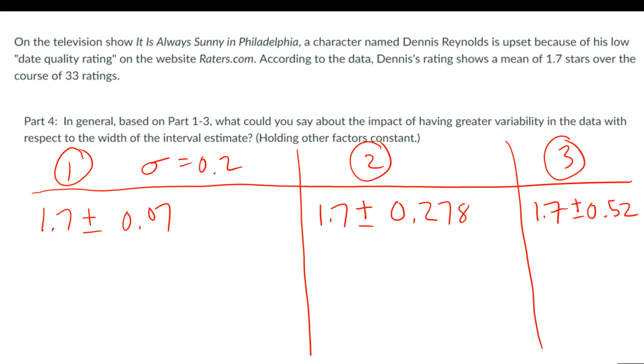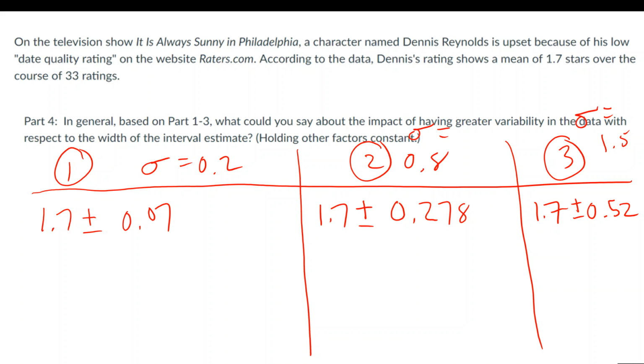Well, in number 1, the standard deviation is 0.2. In number 2, it was 0.8. And in number 3, it was 1.5. So in which case was it easiest to predict what rating he's going to get? The answer is number 1. Smallest amount of variability. The bigger the standard deviation is, the more variability there is. Therefore, the smaller the standard deviation is, the less variability there is.